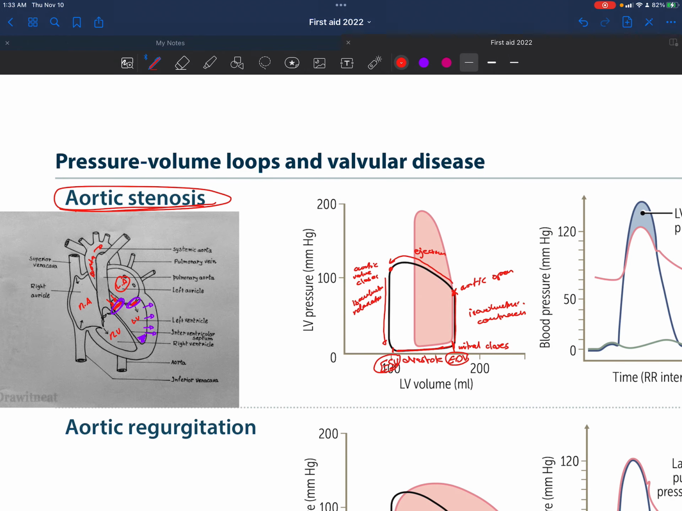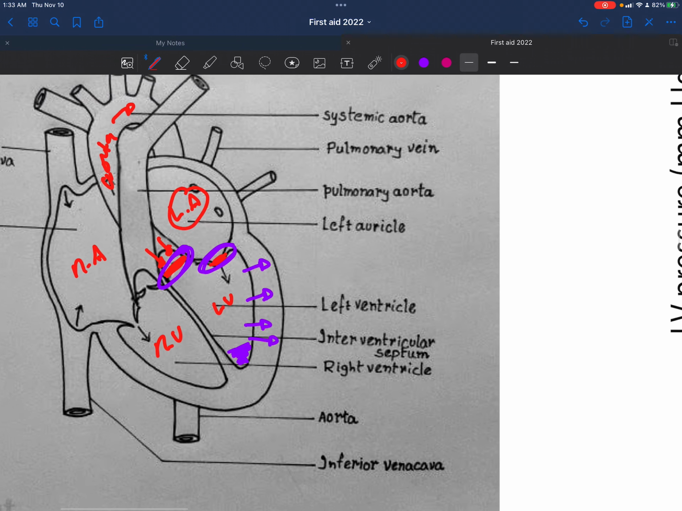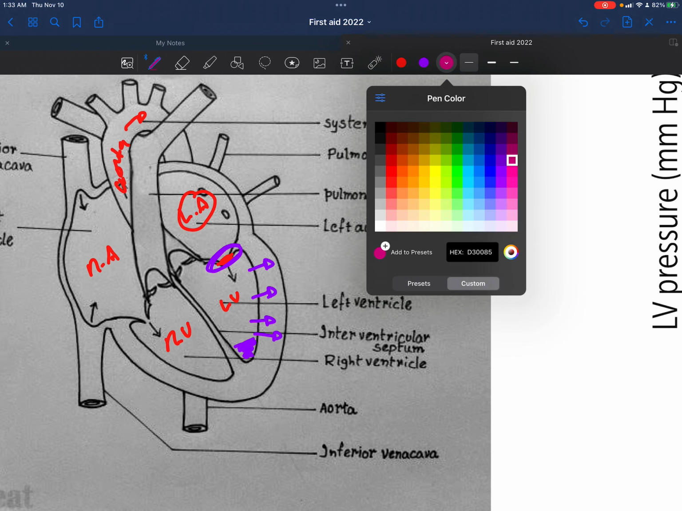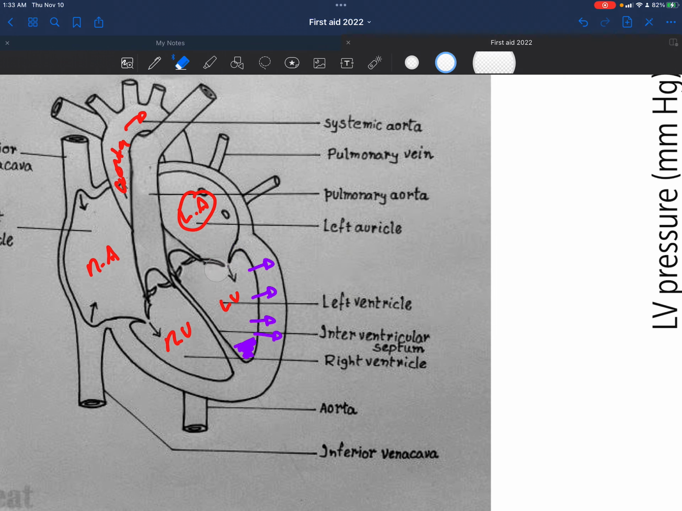So in our case, in the aortic stenosis, the problem, as we said, is with the diseased valve. The disease is within the aortic valve. It is stenosed, so it's really hard for the left ventricle to push through it.